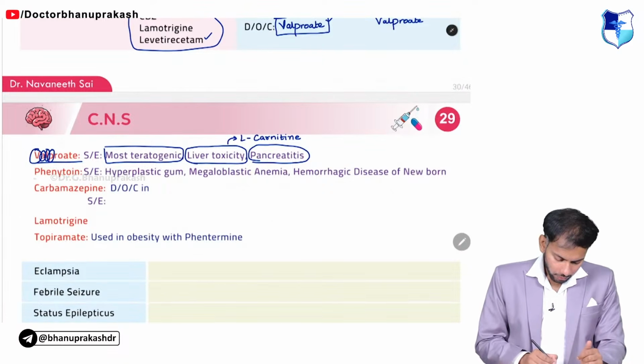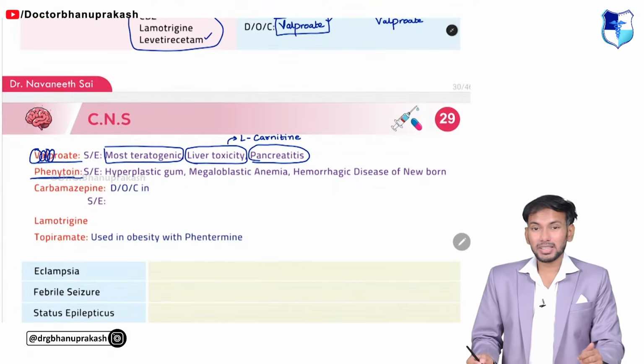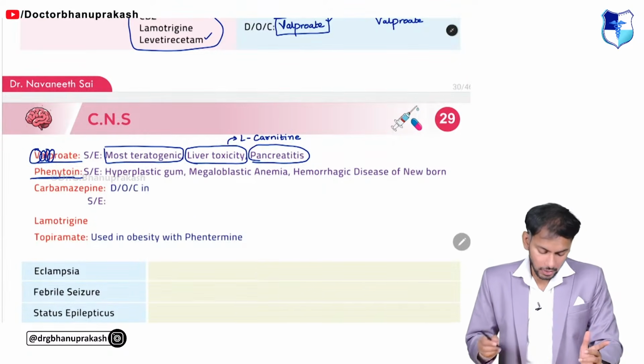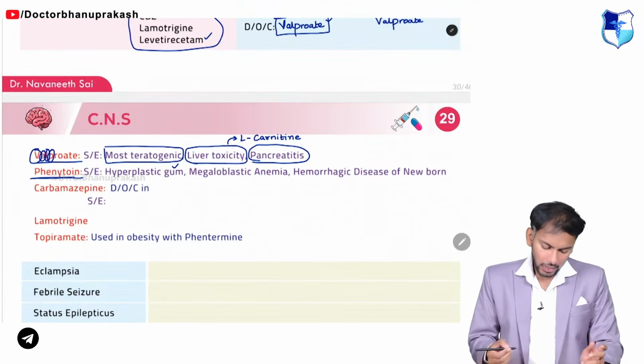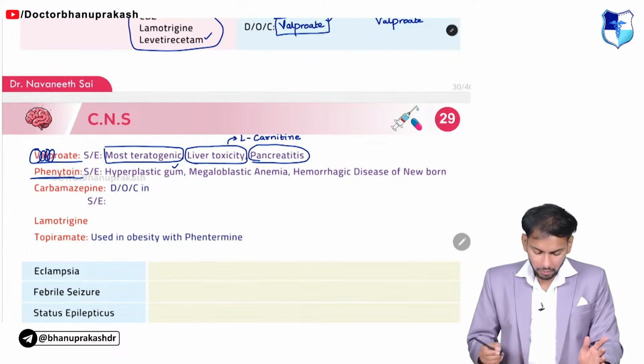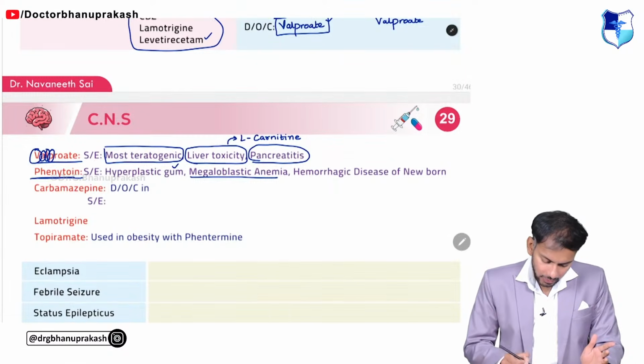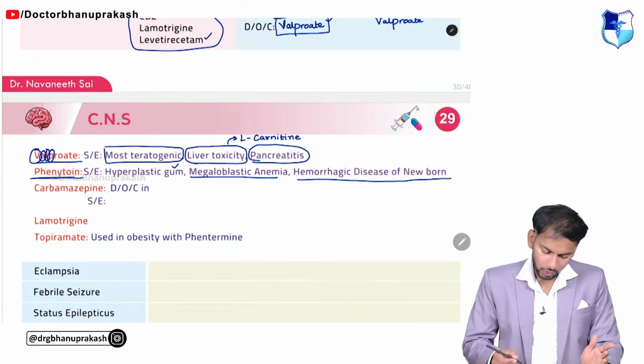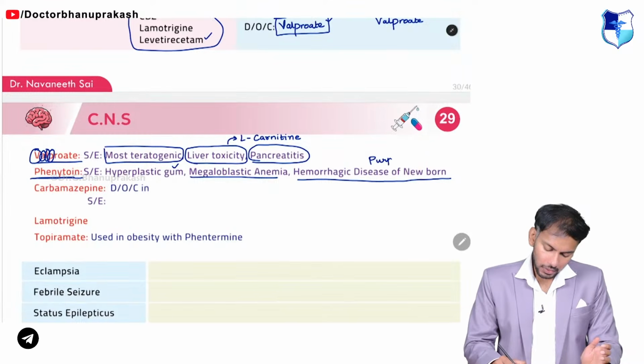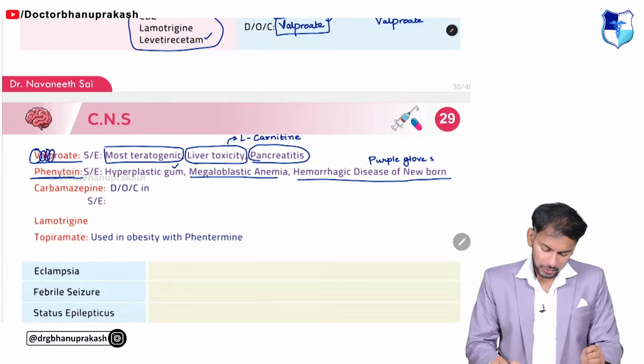Now, the important one is phenytoin. The side effects of phenytoin are that it can cause hirsutism and hyperplastic gums. The most important ones are megaloblastic anemia and hemorrhagic disease of the newborn. It can also cause purple glove syndrome. P for P, please remember, purple glove syndrome.